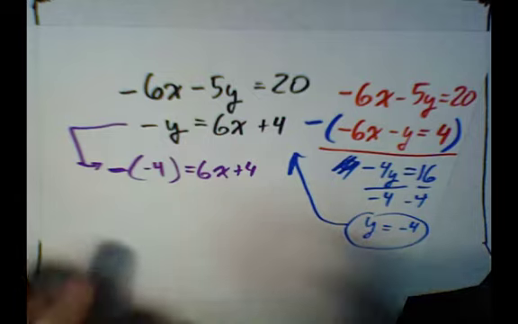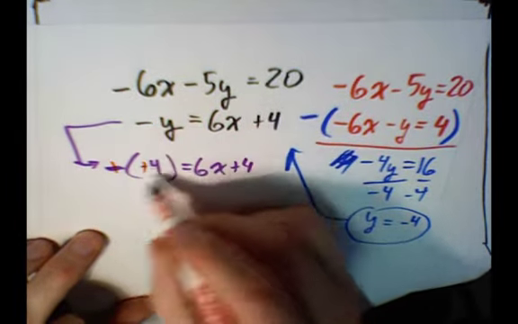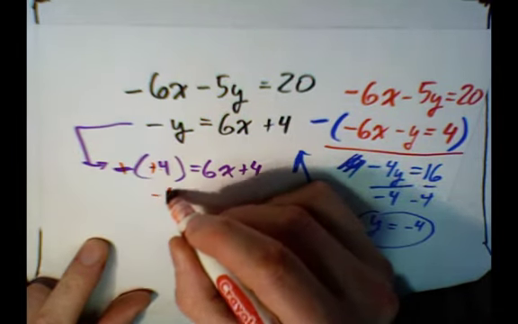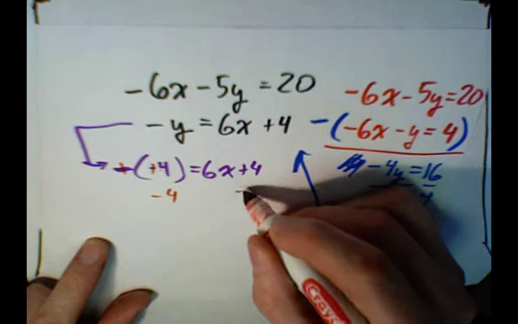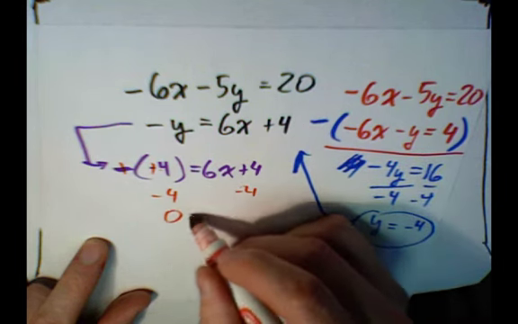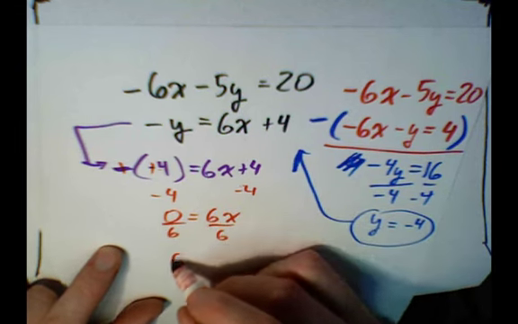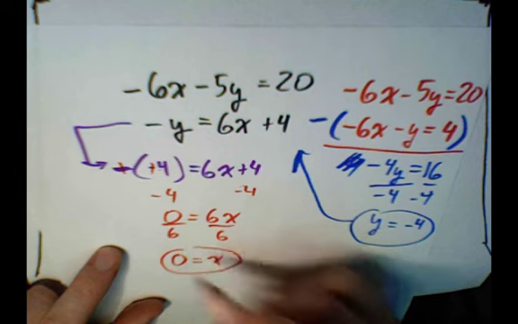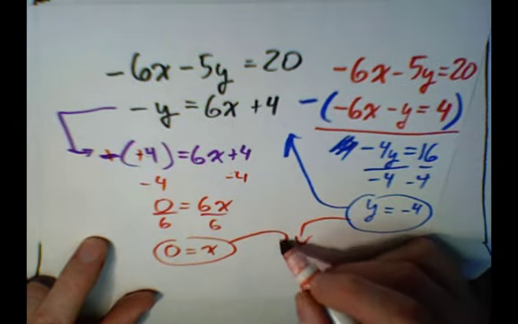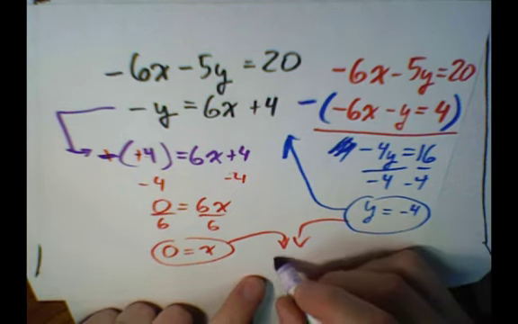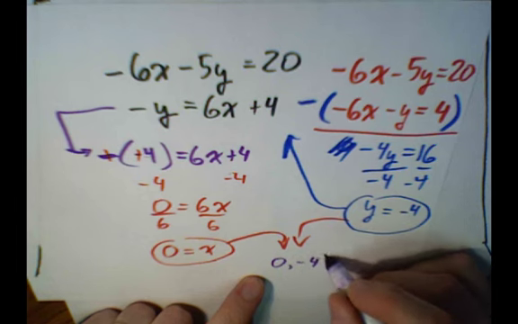So to solve this, I have a minus negative 4, which becomes a plus 4, equals 6x plus 4. We can subtract 4 from both sides, and we get 0 equals 6x. Divide both sides by 6, and we get 0 equals x. So again, putting these two answers together, our final answer is 0, negative 4.